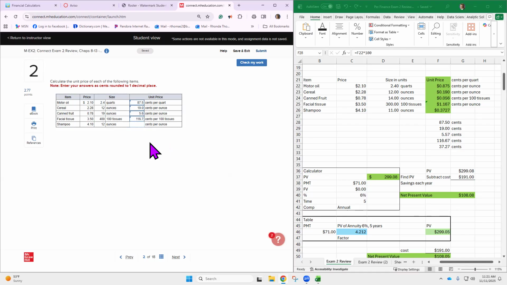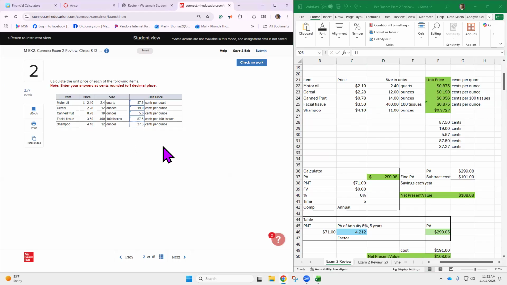116.7 cents per 100 tissues, and then my shampoo is 37.3 cents. Now, once again, you would take the amount of the item divided by the units, right? So those facial tissues, they're looking at them per 100 tissues. So instead of per tissue, my size has got 400 tissues. So I've got to fix that. I just about turned this in wrong. Okay, so that made my tissues 87.5 cents per 100 tissues.